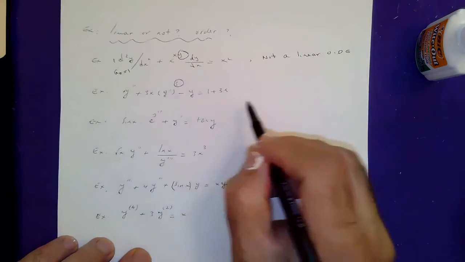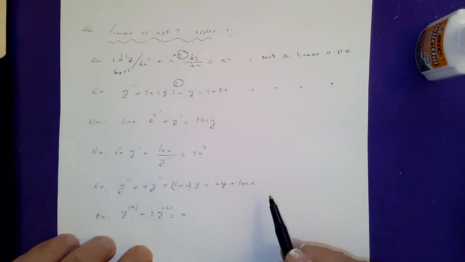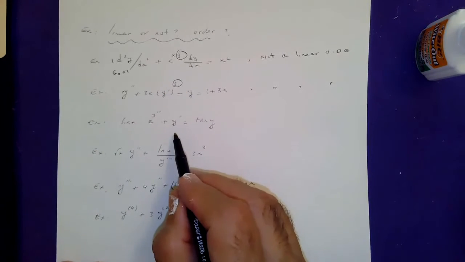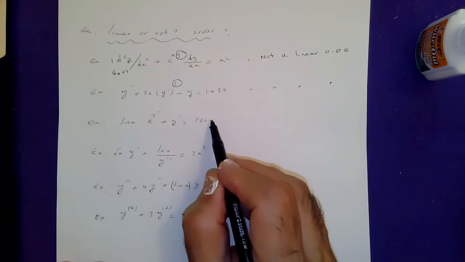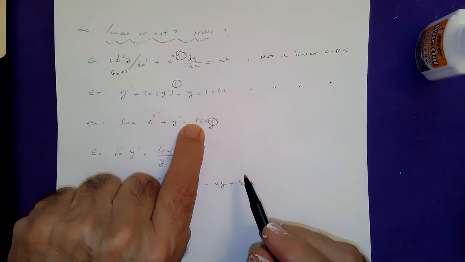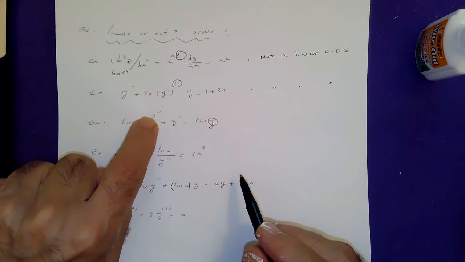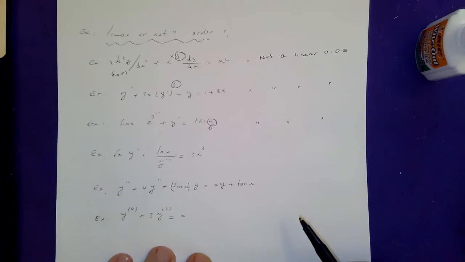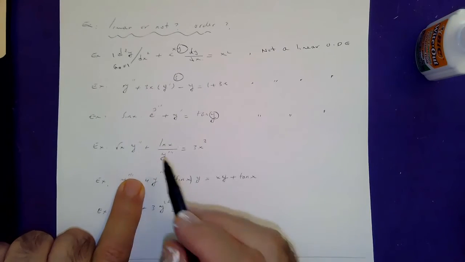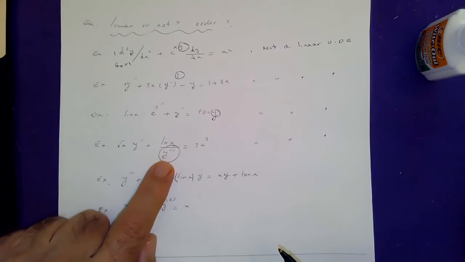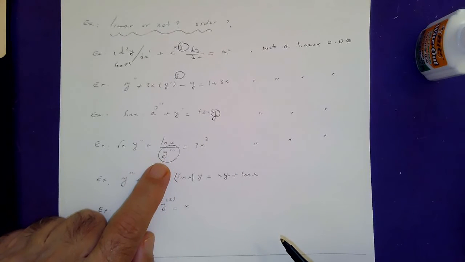This guy is not a linear equation either because y prime cannot have a power. This guy is not a linear equation because what? Y cannot be the argument of a trig function, nor can it appear as an exponent. So this is not a linear function. What about this guy? No, it's not, because y triple prime cannot appear at the bottom of a fraction.